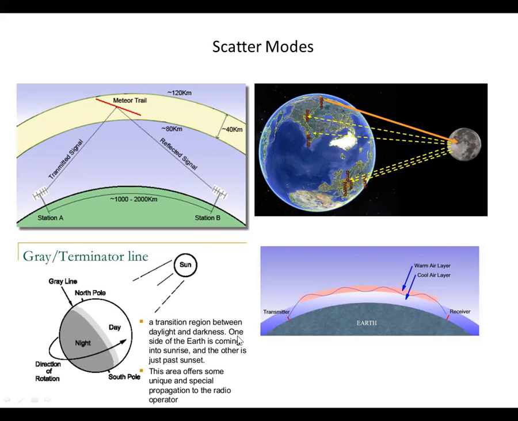Gray terminator line. We take a look at this, and it's that transition from daylight to darkness. It's not really repeatable, or at least I haven't been able to find it to be repeatable or predictable, but you can get some good propagation results during that time period, either in the evening or the morning.